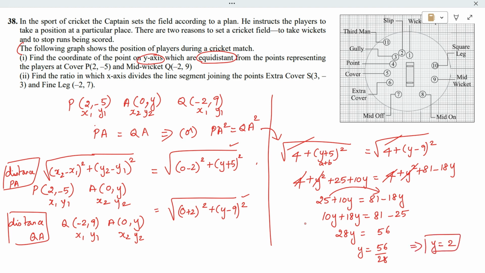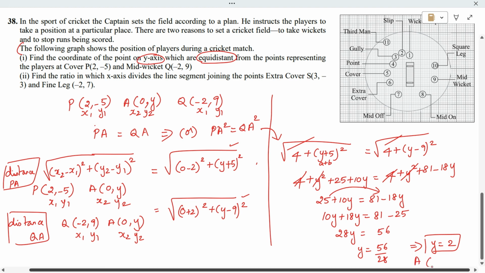If I want to know the coordinates of A, just substitute y over there. It is (0, 2). That is the answer for the first question.